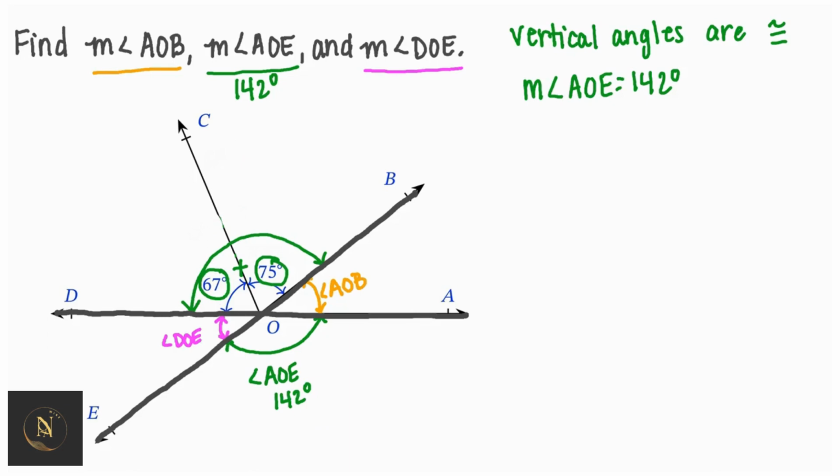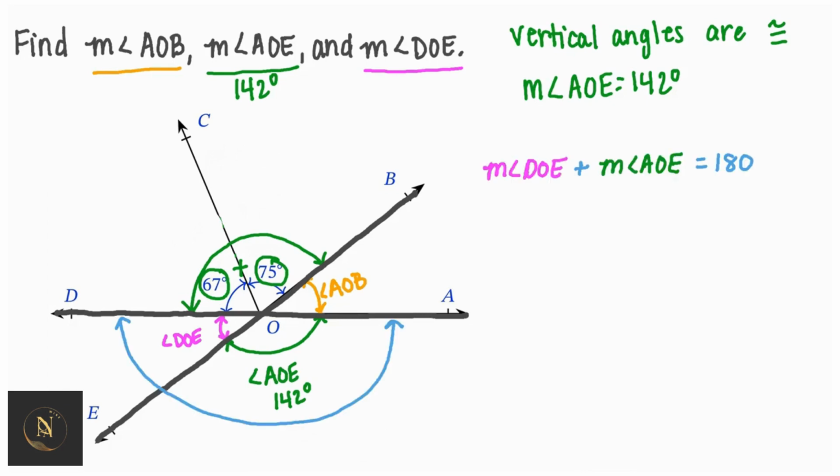Now let's try to find our other two angles. And actually it turns out that angle DOE, the pink one, and angle AOB, the orange one, those are also vertical. So our two remaining angles that we're looking for are vertical, which means they should be congruent.